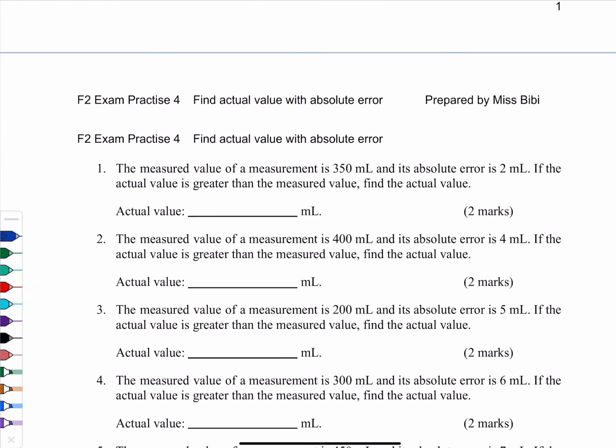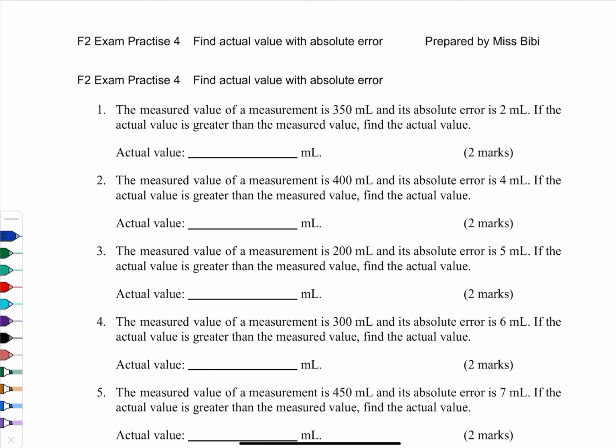Okay, so next, practice 4 is finding the actual value with the absolute error given. So there is a lot of errors in this world, right? Even in a ruler, each of them is having maybe 1 cm, 2 cm, 3 cm like that, or maybe 1 mm, 2 mm like that. But between 1 mm and 2 mm, there's still something there, and we are not 100% sure. So that's what we call error.